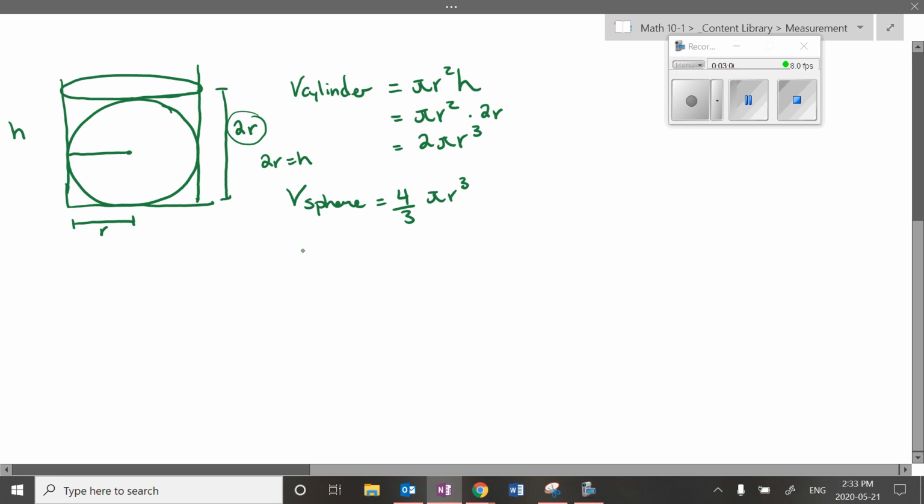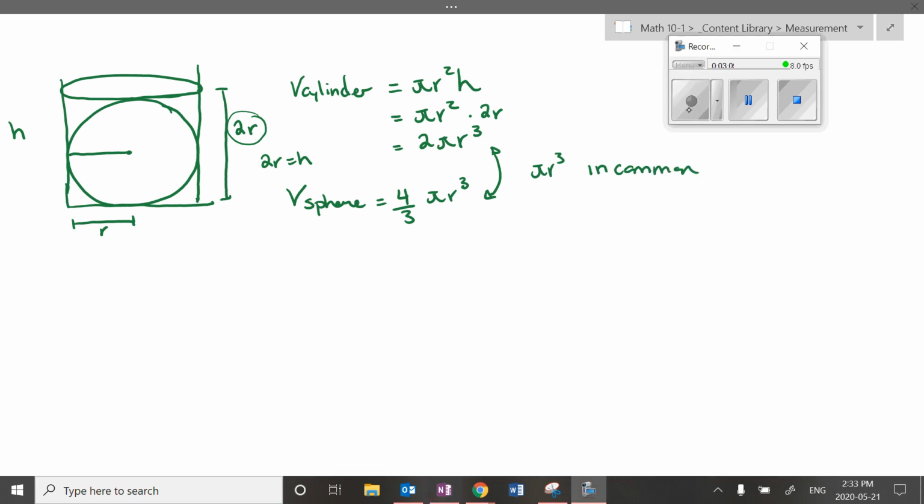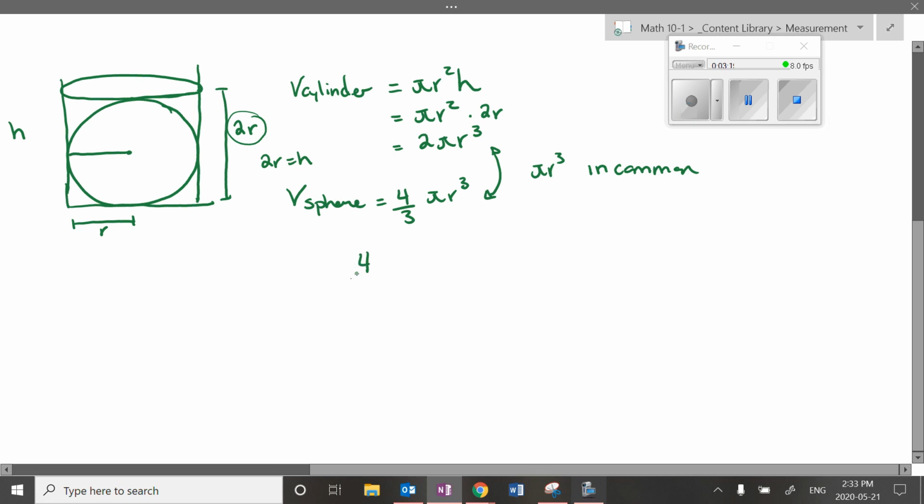So when I look at these two formulas, they both have pi r cubed in common. So the 4/3 and 2 is the difference. I want to know what multiple that is. So if I go 4/3 divided by 2, because those are the only differences now that we have between my cylinder and my sphere, when I divide fractions, I multiply by the reciprocal, we get 4/6, which reduces to 2/3.